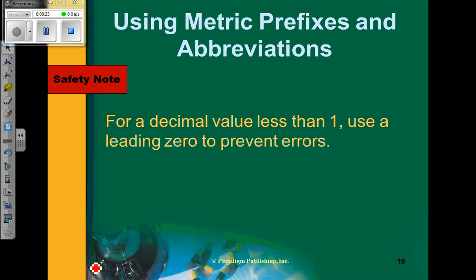So using the metric prefixes and abbreviations, for a decimal value less than 1, use a leading zero to prevent any errors. So in other words, if it is not a whole number, you will use a leading zero to keep from making mistakes. So again, my example earlier was 1/2, which is 0.5, and so you would add that leading zero. Same thing with 1/4, it is going to be 0.25, and you would put that leading zero.